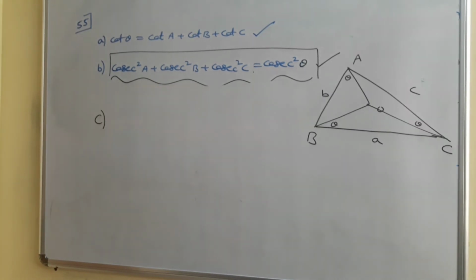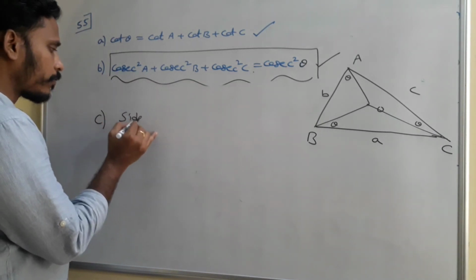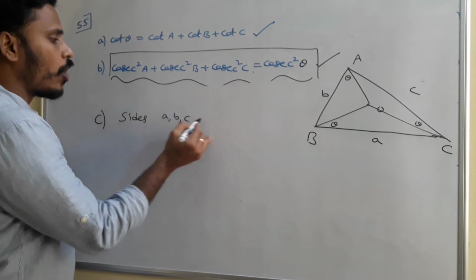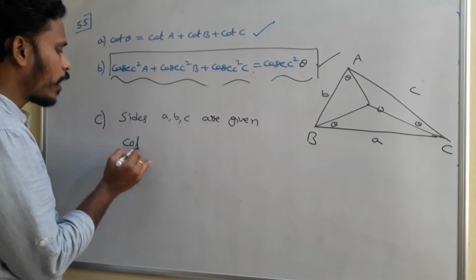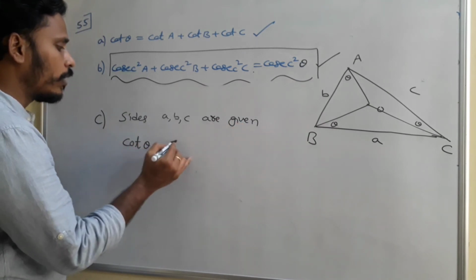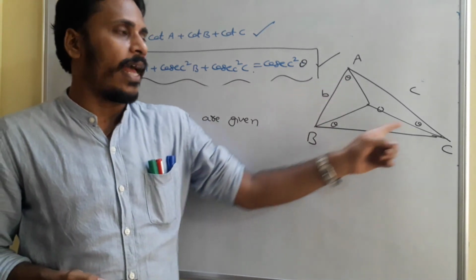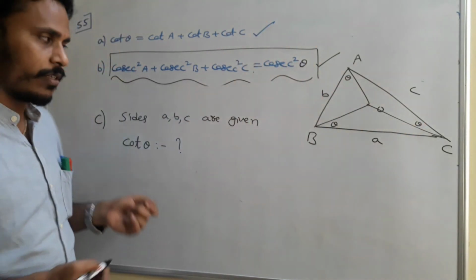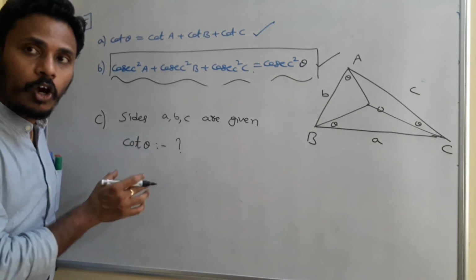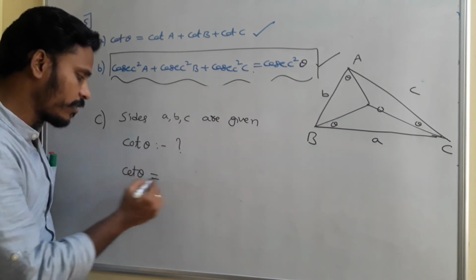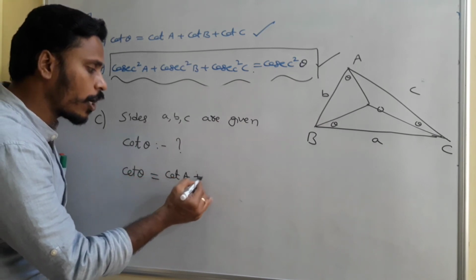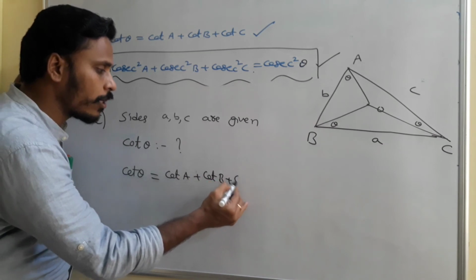Related to this 55, first part and second part are clear. And one more thing is, if the sides ABC are given, then sometimes the question asks you to find cot theta. But in particular, that theta is located like this, as we discussed in the previous cases. So if sides are known, how to find cot theta? To find cot theta, as we discussed in the first case, cot theta is simply nothing but cot A plus cot B plus cot C.